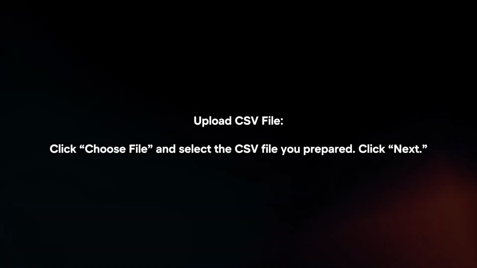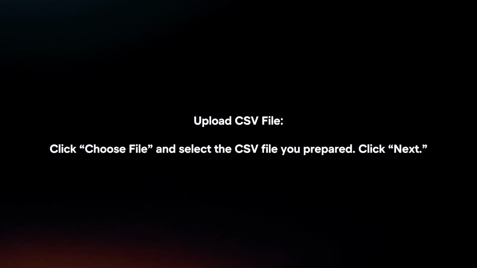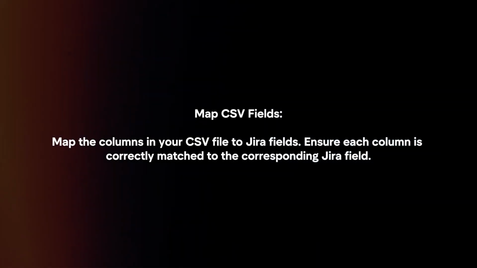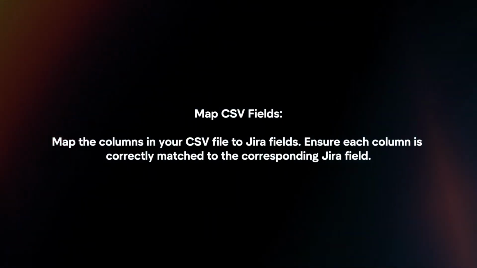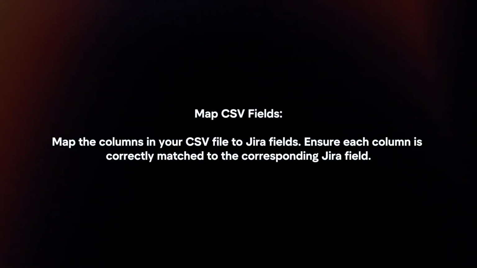Upload CSV file. Click Choose File and select the CSV file you prepared. Click Next. Map CSV fields. Map the columns in your CSV file to Jira fields. Ensure each column is correctly matched to the corresponding Jira field.